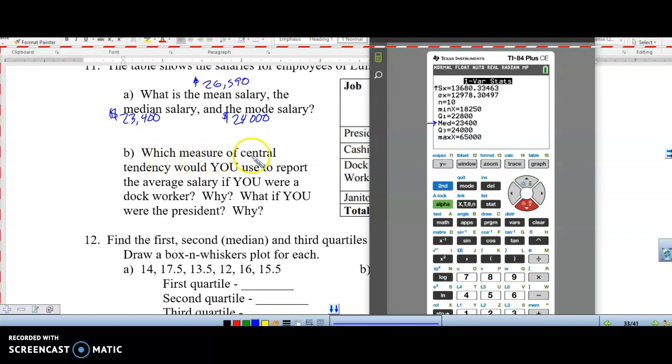Now the question is, which measure of central tendency would you use to report the average salary if you were a dock worker? If you were one of the workers, what would you tell your buddy the average salary is to try to get him to work? Okay? Now, if I was the employee, then I would let people know not everybody makes that $65,000, right? The average value that people make is about $23,400. All right? Now, what if you were the president and you were trying to hire people and you wanted your company to look the best that it could? Would you use the median or would you use the mean? You'd use the mean, because that is the best average for you to show that your company is paying people well. Okay? So you do have to be careful with that. All right?